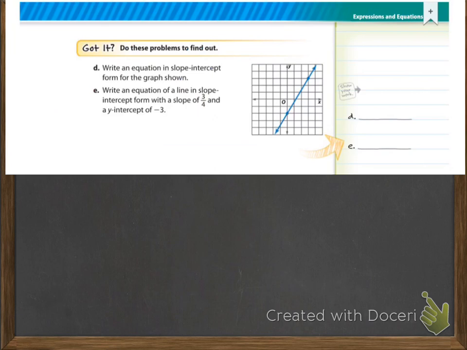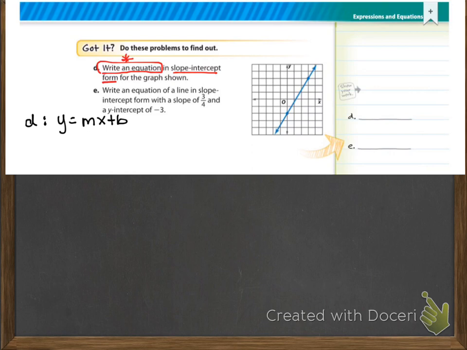All right, so let's go ahead and look at D. Write an equation. Oh, okay, that's first. And then it's going to say write an equation in slope-intercept form. Okay, that was the second thing. So immediately for D, I'm going to write y equals mx plus b. So this is right away.